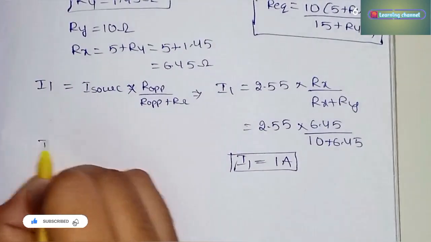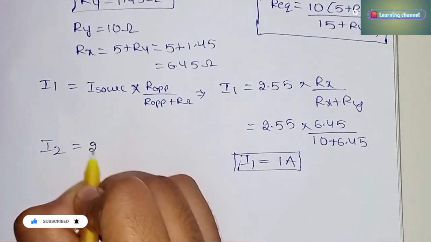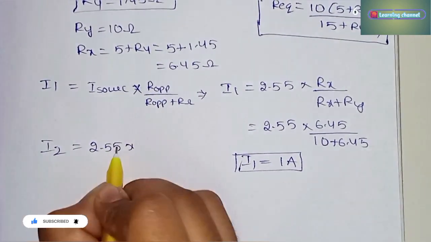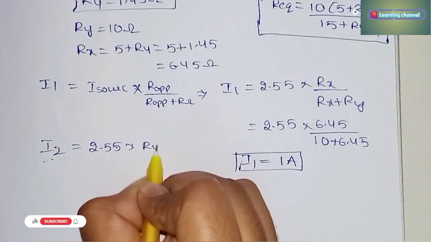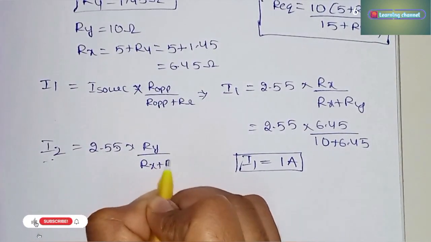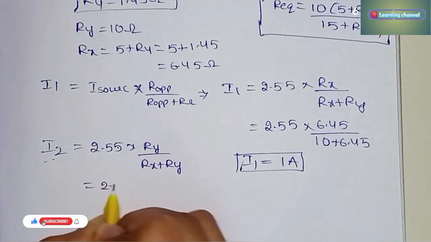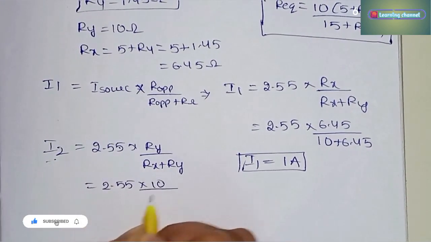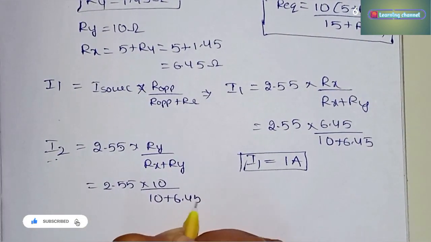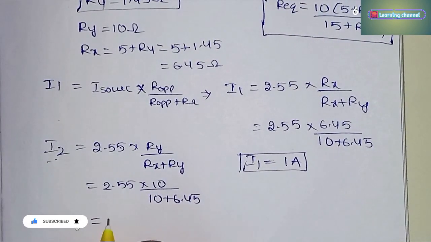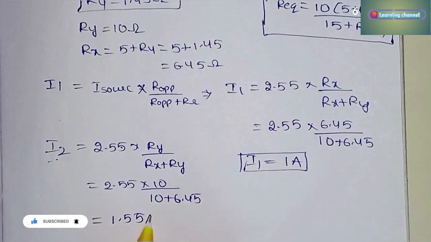Similarly, the same formula we have to apply. I source is 2.55 and the opposite resistance to find I2 is Ry, by Rx plus Ry. So that is 2.55 into 10 by 10 plus 6.45, which is equal to 1.55 amps.